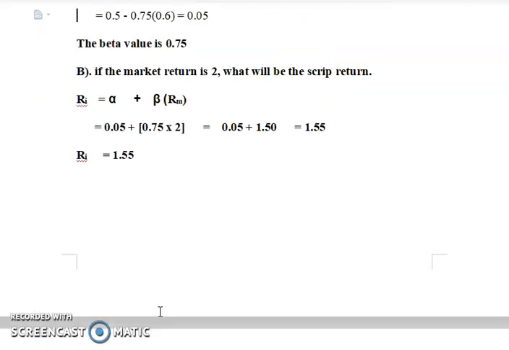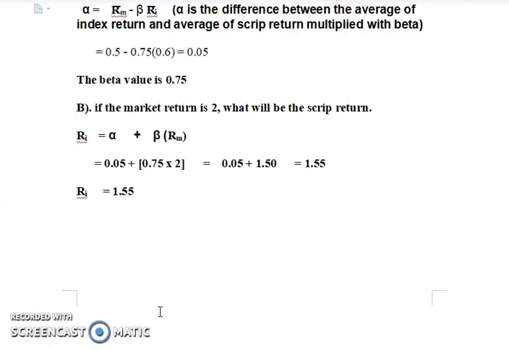So this is how we calculate the beta value. The beta value is not exactly 1. For this script, the script is actually not highly volatile. It is less volatile compared to the index return, so it is not a very risky script. That is what we need to say. Even when the market return is 2, the script return is a little higher than 1.55, and it is to some extent in tandem with the market return.